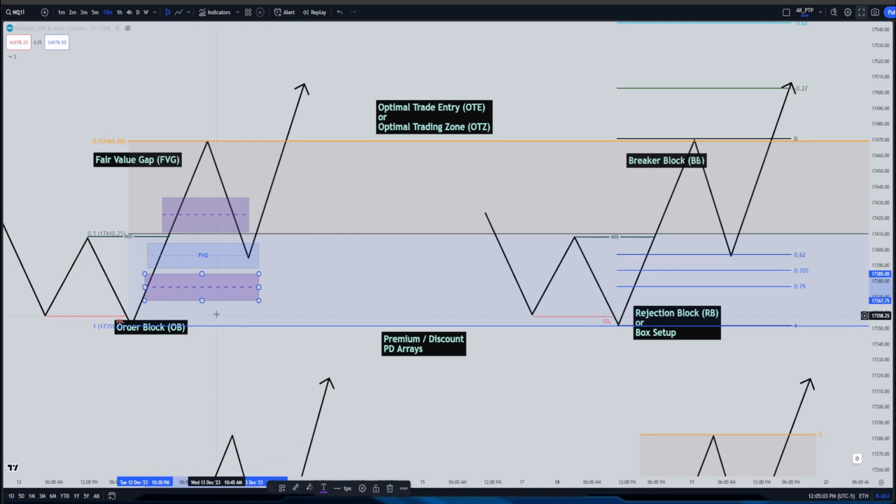So if it aligns with your OTZ, that's even better. So you ignore this one, you look into these two, and mostly you want to enter from the top of the fair value.